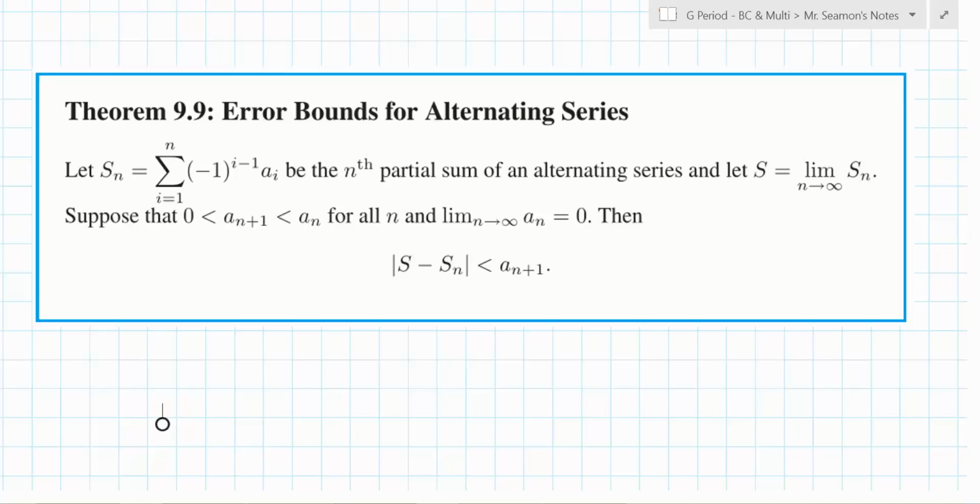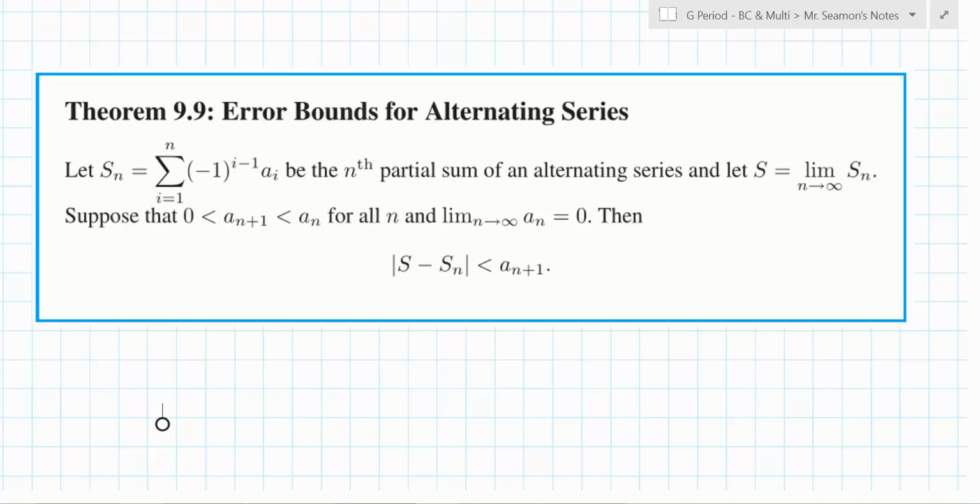So all this does is flip the sign. That's all it does. This right here is the actual term, the nth partial sum. So S1 would be just the first number. S2 would be the first 2 numbers added together. S3 is the first 3 numbers added together. And S is the limit of the partial sums. So S is just the sum if you took them all.